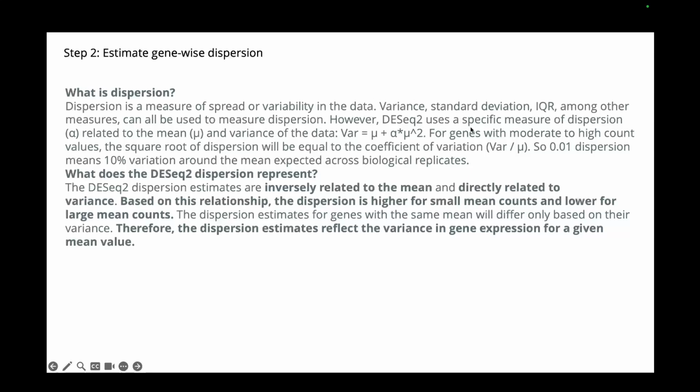So this is the model that is used. It is using variance equals mu plus alpha mu squared. Right?